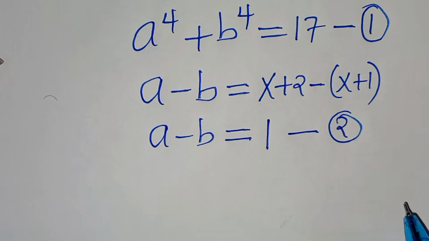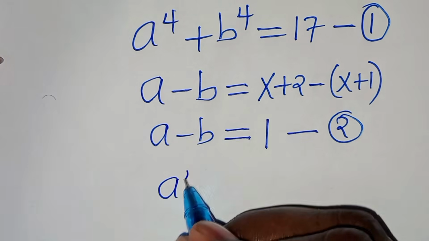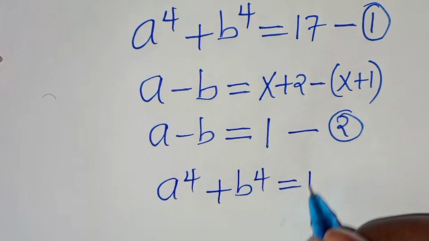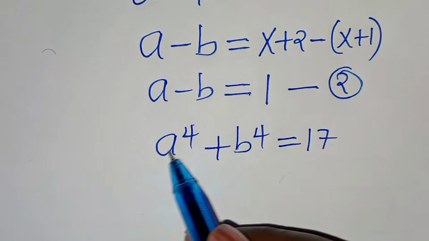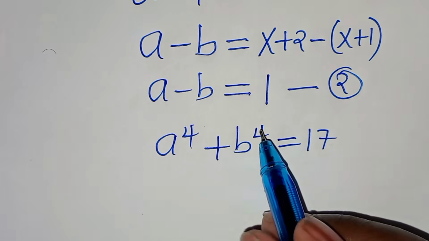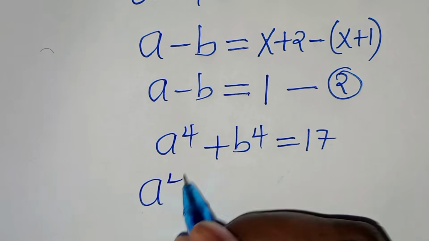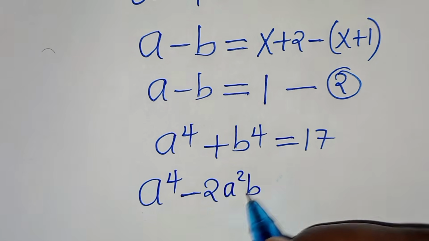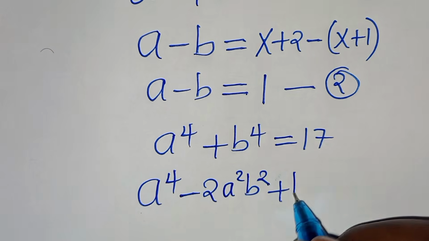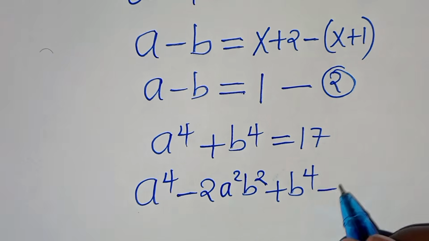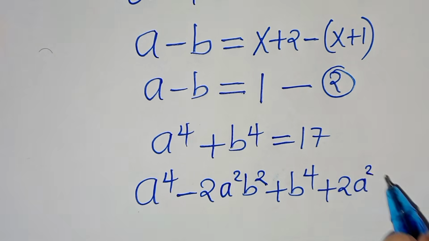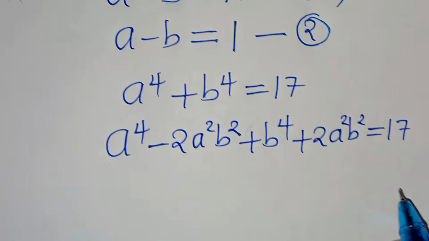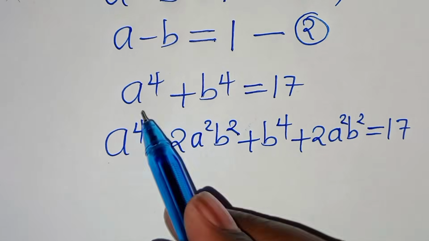The next step is that from equation 1, which is a to the power of 4 plus b to the power of 4 equal to 17, we can express a to the power of 4 plus b to the power of 4 as a to the power of 4 minus 2a squared b squared, plus b to the power of 4, then plus 2a squared b squared. This is equal to 17.